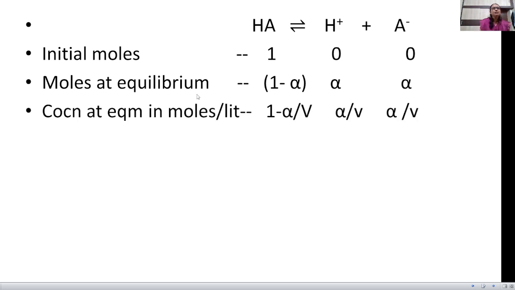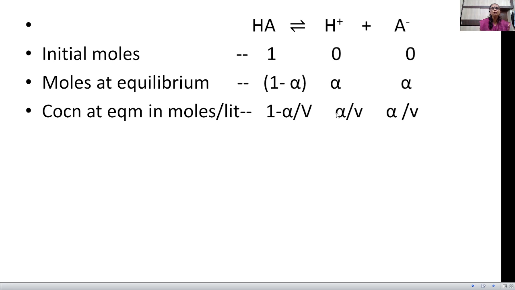Then concentration at equilibrium in moles per liter. You have to understand that concentration here taken is in moles per liter. That is moles divided by liter at equilibrium. Then how many moles at equilibrium of HA? HA are the 1 minus alpha moles. And how many liters of solution? Solution is of phi liters. Hence, concentration at equilibrium of HA is here 1 minus alpha upon phi.